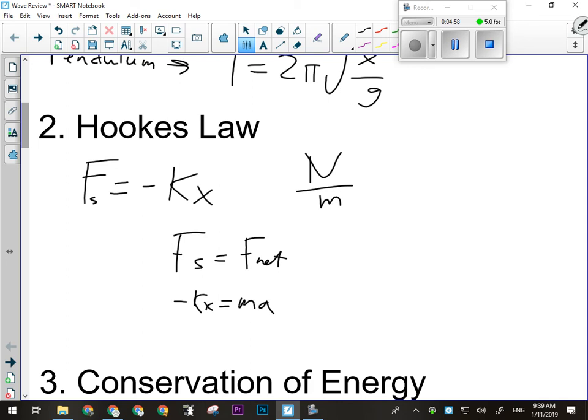If we're dealing with a vertical spring, like Hooke was when he discovered this, then he was saying that the force in the spring was equal to the force of gravity. And so he had -kx = mg. Okay, those are some of the situations that we dealt with in class.